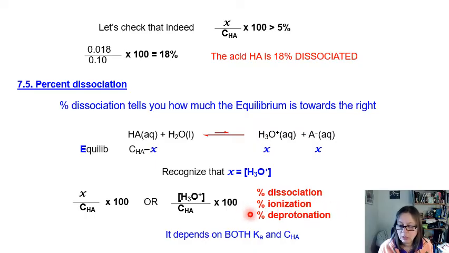Given a percent deprotonation, percent dissociation, or percent ionization for a solution, we can calculate, based on the nominal concentration, the concentration of H3O plus. This percent dissociation, ionization, deprotonation depends on both the value for the equilibrium constant and the nominal concentration.